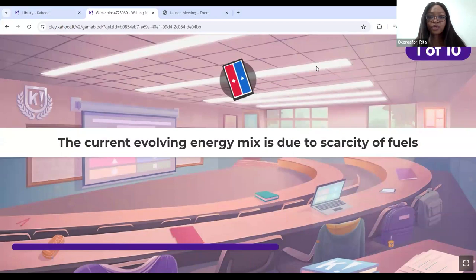The current evolving mix is due to scarcity of fuels.